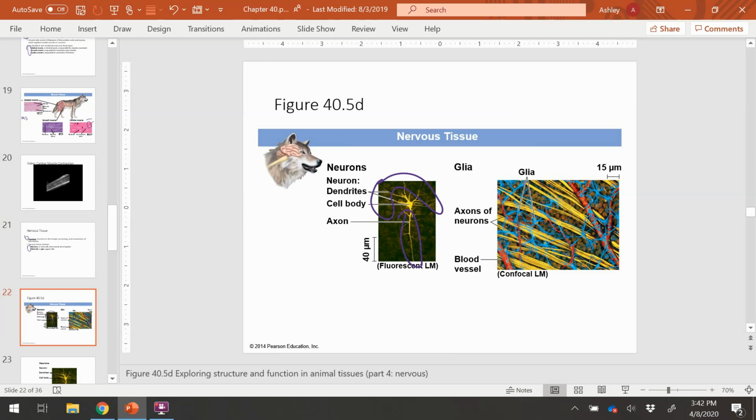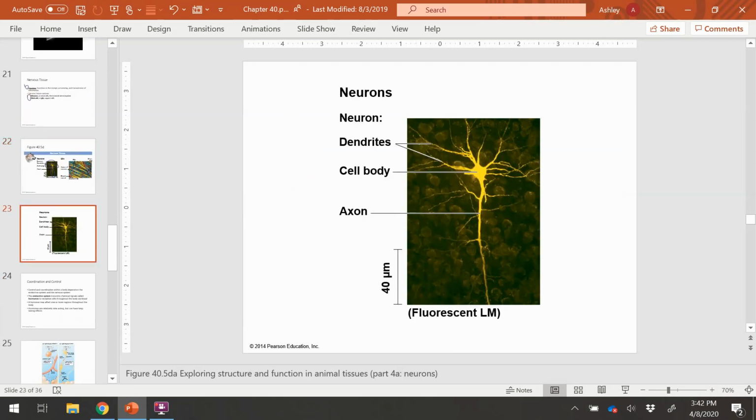Looking at that up close, we can see it better. Dendrites all around here, cell body, and then axon. The glial cells bind with and sit next to the neuron cells and other cells, like those of the circulatory system and other types of cells, to help with that signal.